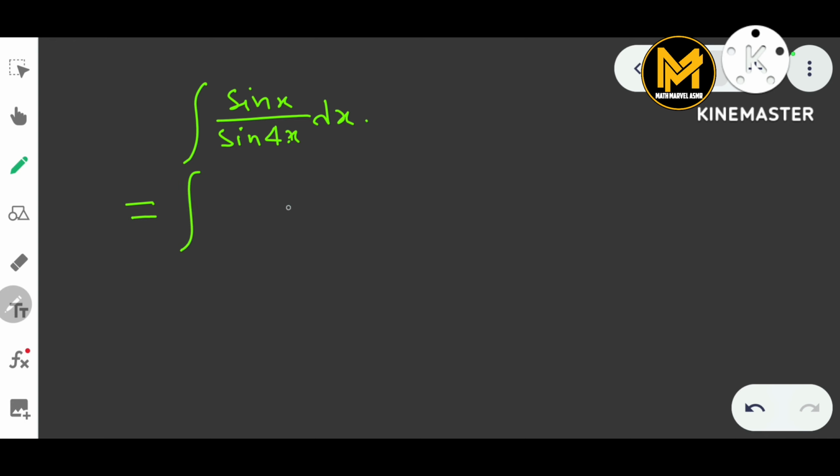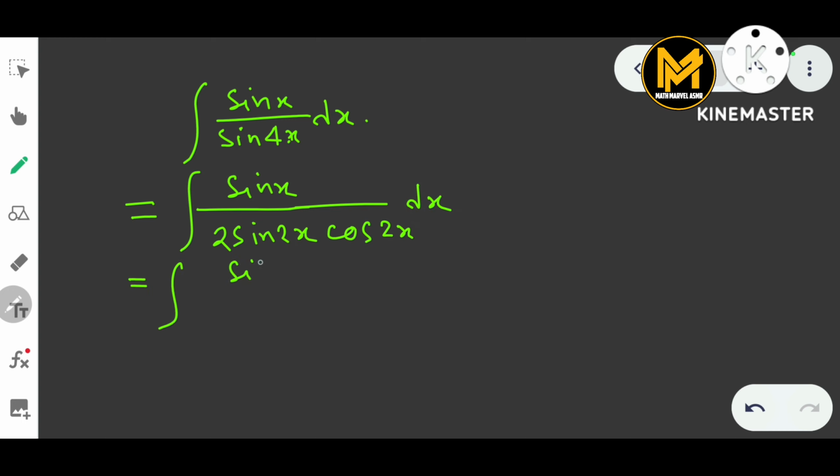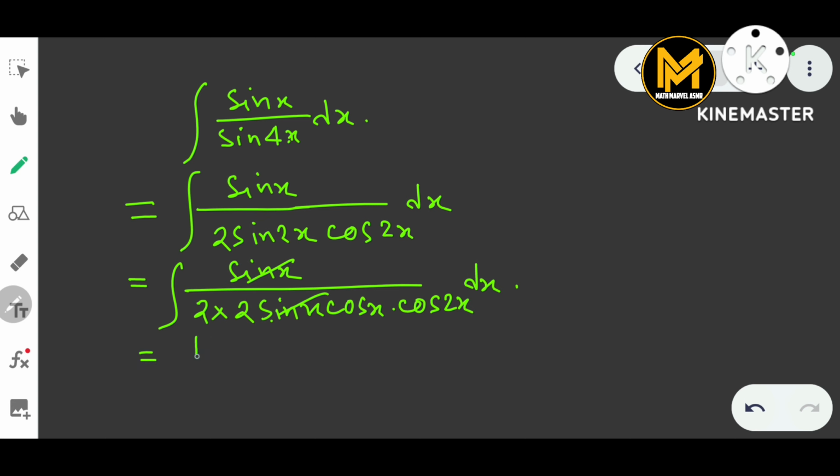So first of all, we will manage the bottom part, the denominator, that is sin 4x. It can be written like this: 2 sin 2x into cos 2x dx. Now the integration of sin x divided by sin 2x will be further simplified into 2 sin x cos x, and cos 2x as it is, into dx. Now sin x will be gone. It will be 1 by 4 integration of dx divided by cos x into cos 2x.